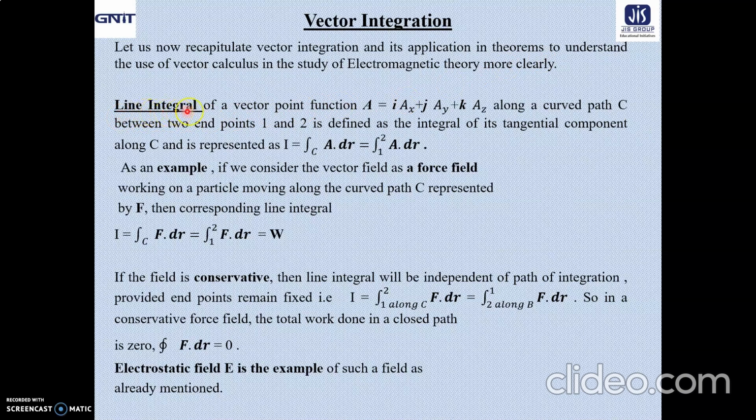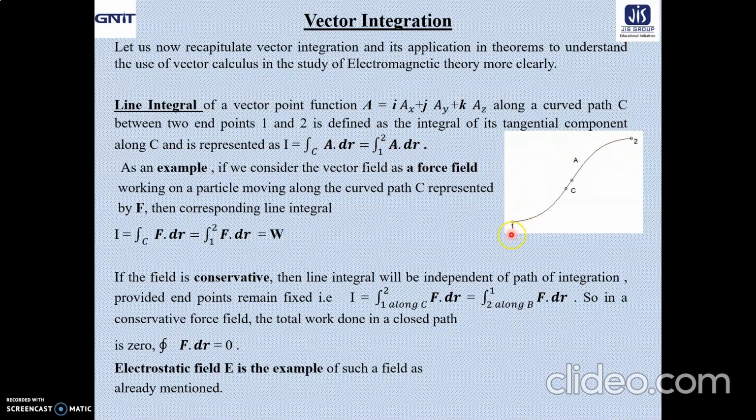First one is the line integral. The line integral of a vector point function A equal to Ax i plus Ay j plus Az k along a curved path C between two endpoints 1 and 2 is defined as the integral of its tangential component along C, and is represented by I equal to the line integration over C of A dot dr, equal to the integration from 1 to 2 of A dot dr.